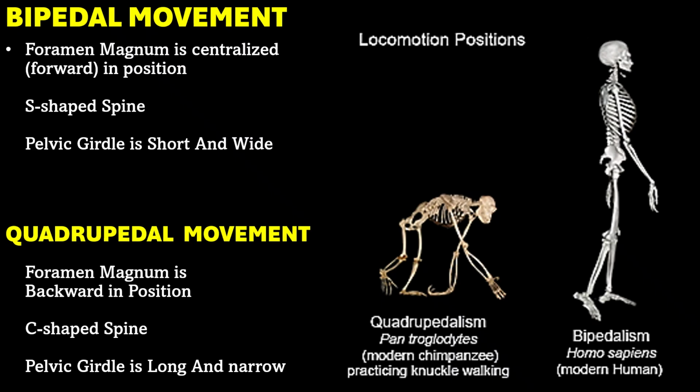in those formats. So first and foremost, for you to walk on two legs, for you to be bipedal, your foramen magnum must be forward in position. Ignore the word centralized. It's not allowed. You don't have to use it. So for you to walk on two legs, the foramen magnum must be forward in position. The spine must be S-shaped, and your pelvic girdle must be short and wide. And then, for you to walk on four legs, your foramen magnum must be backward in position, and your spine is supposed to be C-shaped, and your pelvic girdle must be long and narrow. So that is that there.